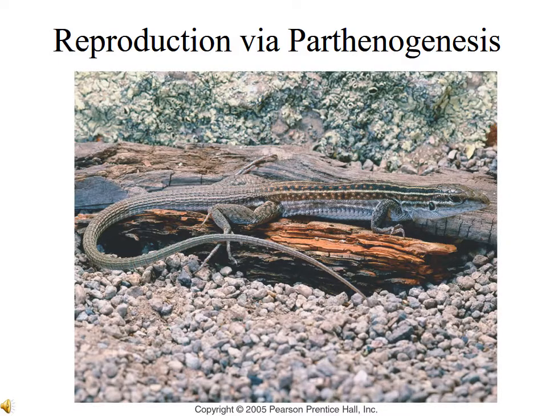Now, let's look at reproduction by way of parthenogenesis. This example shows you a lizard that lays eggs, and the eggs can spontaneously develop into a complete new organism. Therefore, the entire population of this species is going to be all females. So males can be irrelevant in a given species' development.